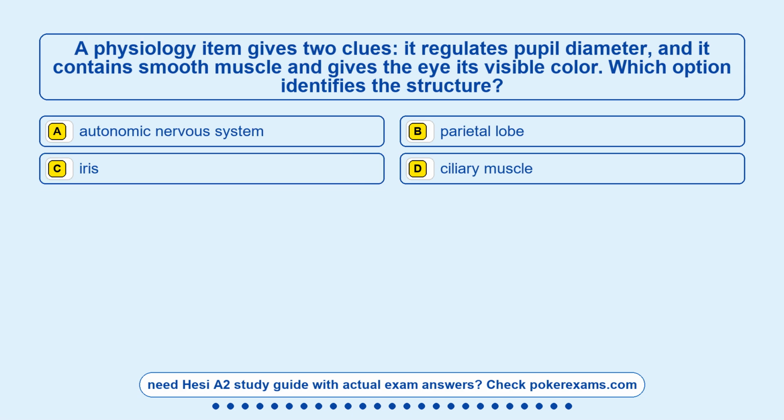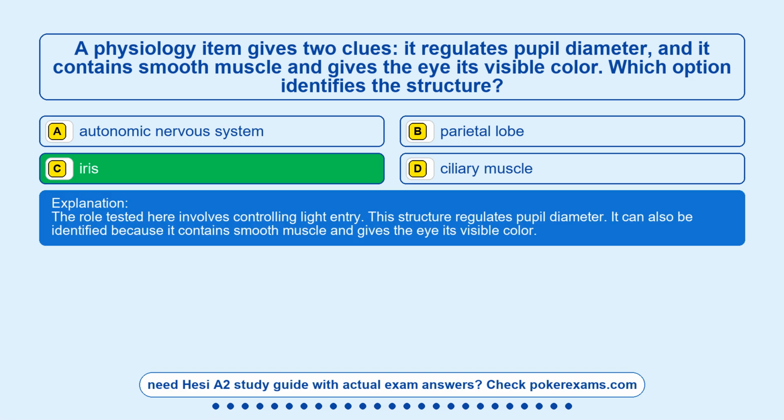Question 12. A physiology item gives two clues. It regulates pupil diameter, and it contains smooth muscle and gives the eye its visible color. Which option identifies the structure? Option A, autonomic nervous system. Option B, parietal lobe. Option C, iris. Option D, ciliary muscle. The correct answer is option C, iris.